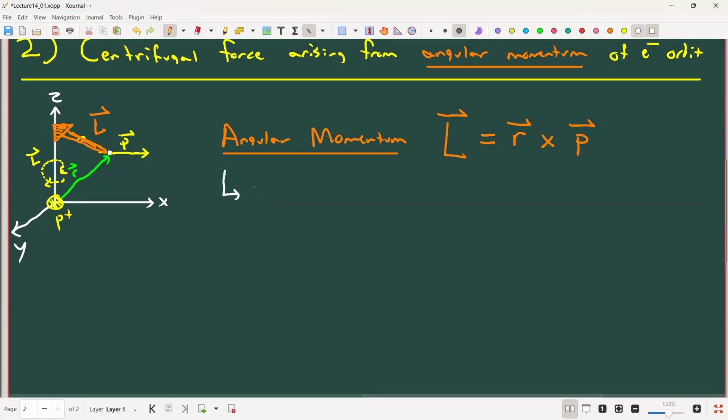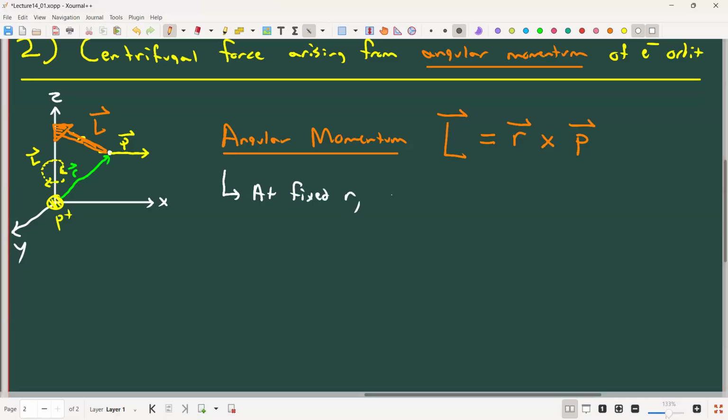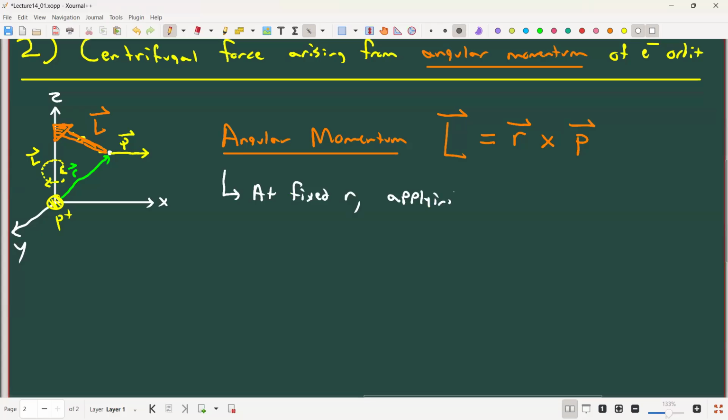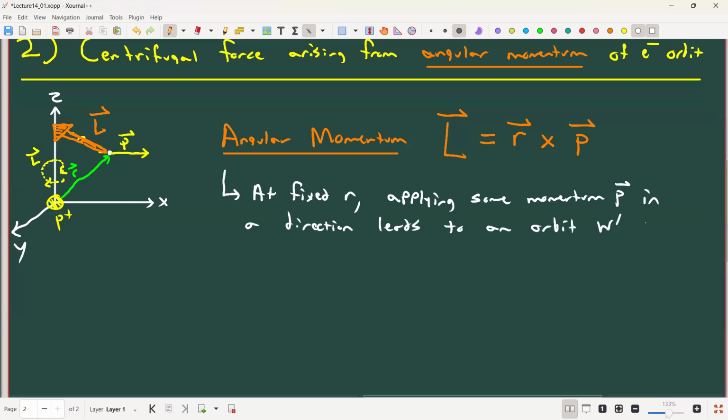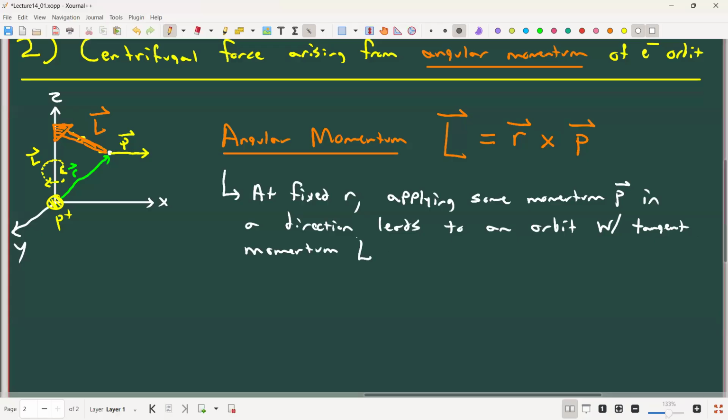So this is at fixed r. Applying some momentum, p, in a direction, leads to an orbit with tangent momentum, which is angular momentum, L. It's spinning around that axis at some frequency.